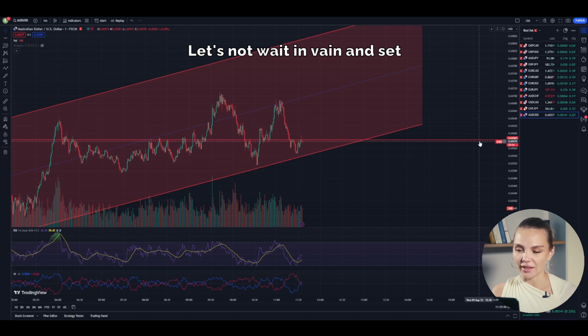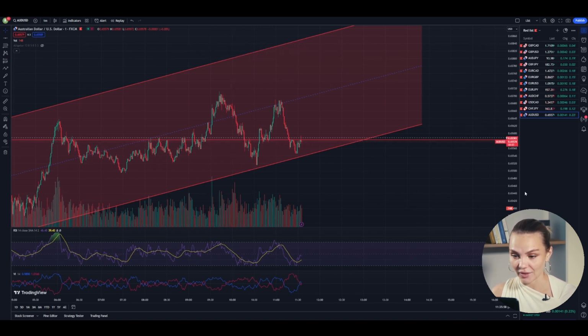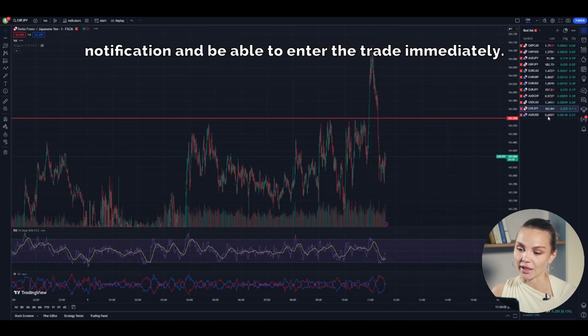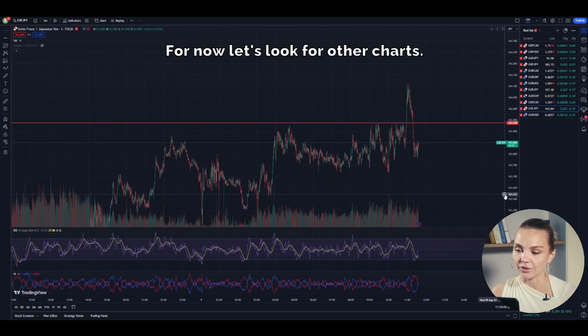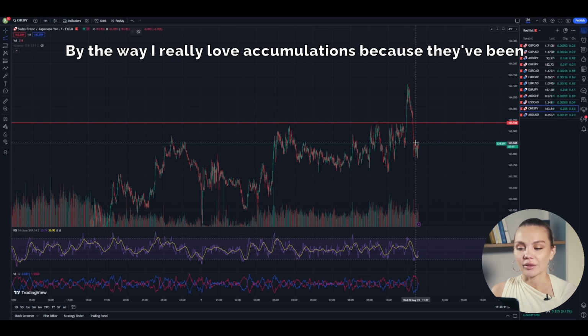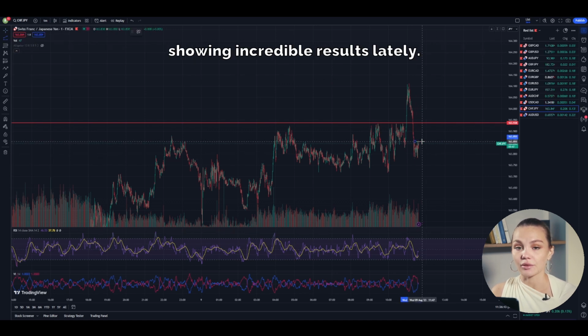Let's not wait in vain and set a notification for this zone. When the price breaks through it, we'll receive a notification and be able to enter the trade immediately. For now, let's look for other charts. On Czech franc and Japanese yen, we have an accumulation. By the way, I really love accumulations because they've been showing incredible results lately.